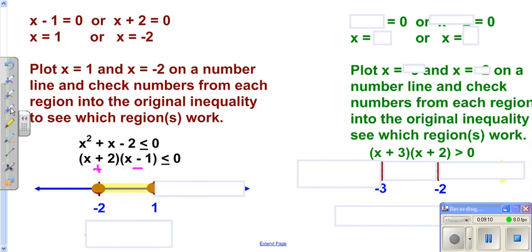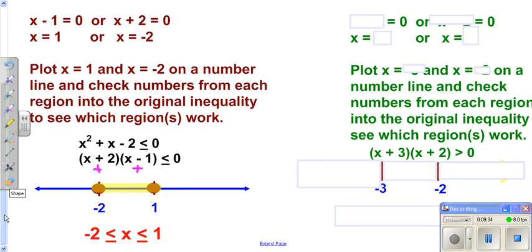Then we try a number over here. Say 5. 5 plus 2 is positive. 5 minus 1 is positive. Will a positive times a positive, which is a positive, be less than 0? In this case, no. So your answer is between here. We're including these because we had a less than or equal to. So we get -2 is less than or equal to x is less than or equal to 1.